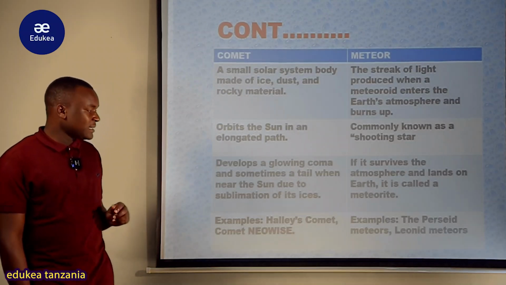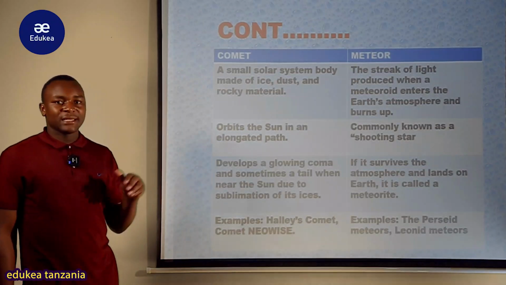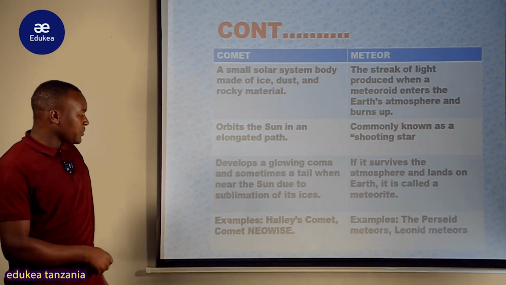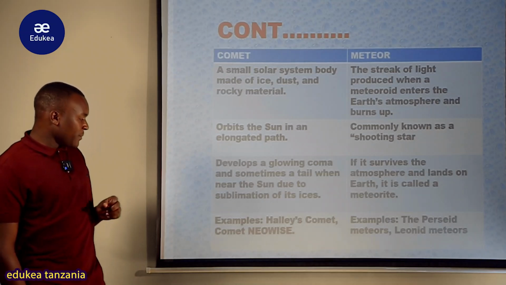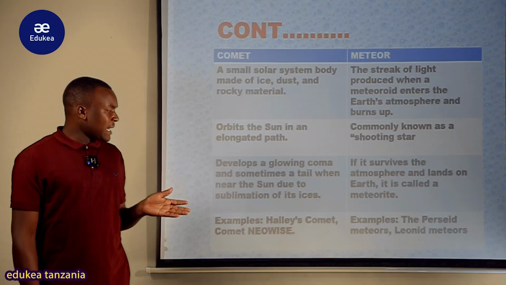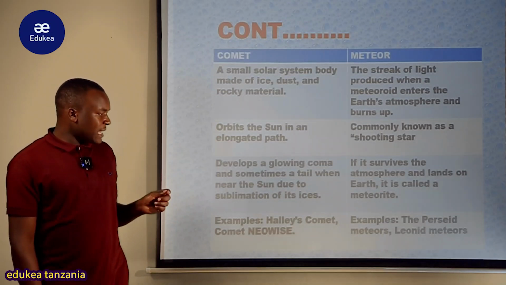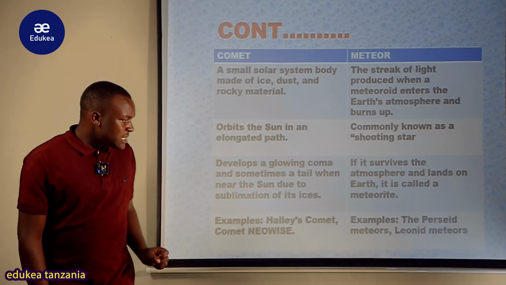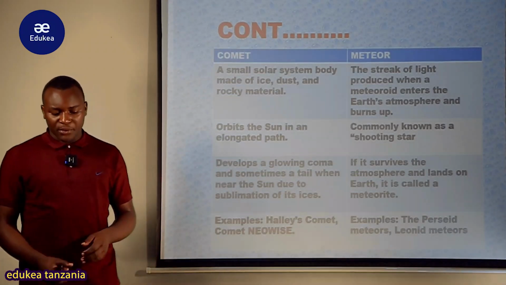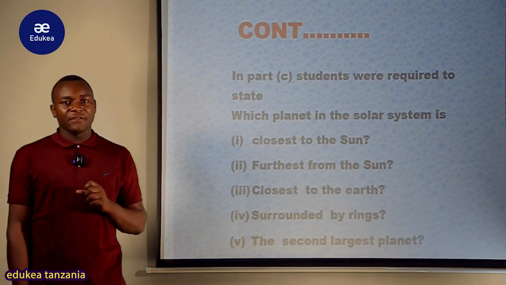And the last one is just the examples of comet and meteor. Examples of comets are Halley's Comet and Comet NEOWISE. But examples of meteors are the Perseids meteor shower and the Leonids meteor shower. Those are examples.